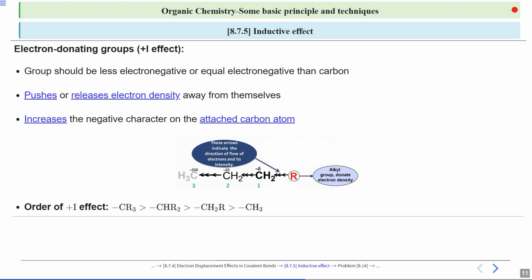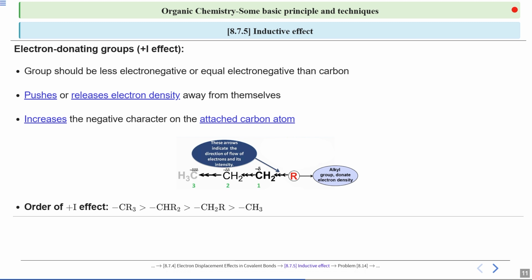Whereas if we just replace one hydrogen with the alkyl group, then the electron donating tendency will decrease, because alkyl has a greater electron tendency than the hydrogen. Similarly, if you remove one more alkyl group and place 2 hydrogens, then it will be CH2R, so it will show the lower plus I effect, and the least one is shown by CH3.